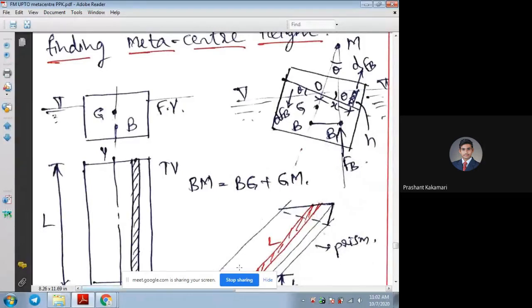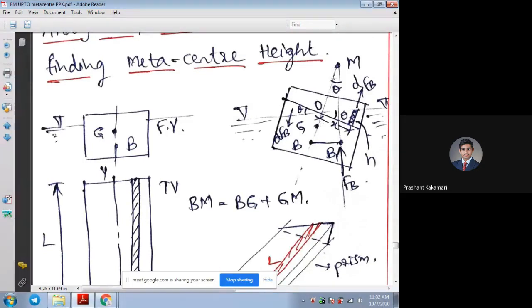For this body, if you try to apply some small moment, this is the central axis. Initially, on this central axis, without any disturbance, the body was stable and floating on the surface. Now, if any small tilt or small couple is given about this point A, M, what will happen? There will be sinking of some extra part on the right side, and some part of the body on the left side will be lifted up.